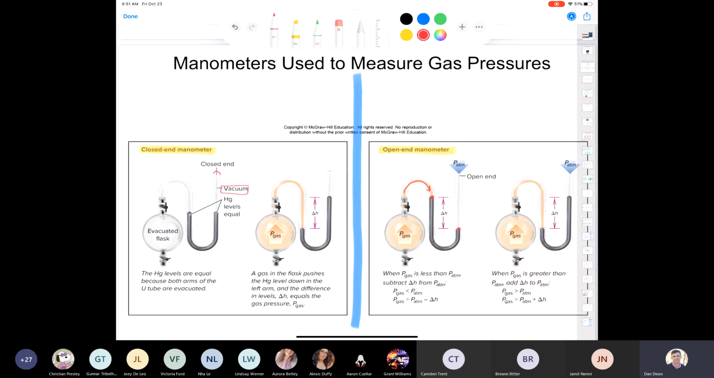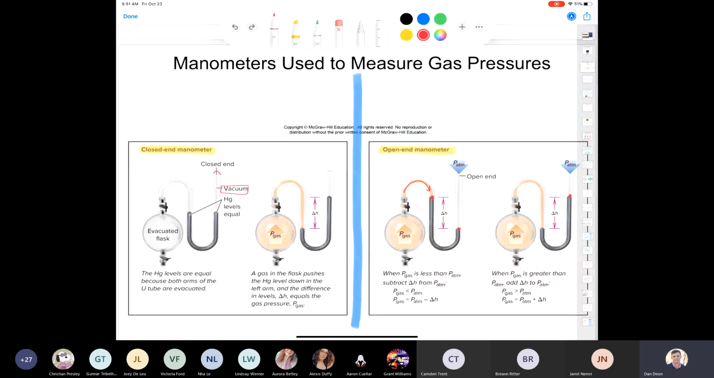The opposite is true if it pushes the mercury higher on the side of where the atmospheric pressure is. In that case, the pressure of the gas is greater than atmospheric pressure. And so in order to measure the pressure of the gas, you would tack on the change in the height of the column of mercury to the atmospheric pressure. So these are really three scenarios that you need to know how to calculate the pressure of a gas, okay?